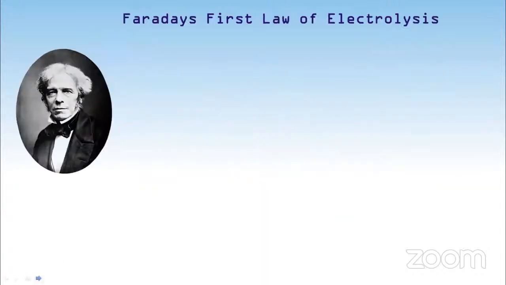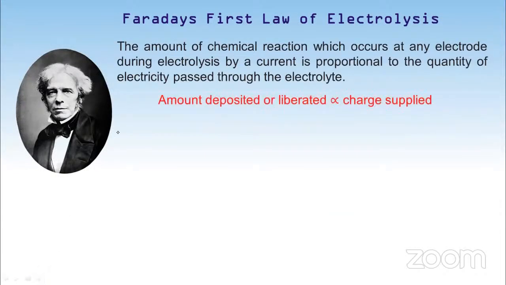Now see how Faraday's law works. Faraday is a scientist. He said that whatever amount of copper deposition takes place occurs during electrolysis. What is the meaning of electrolysis? Simply, by using electricity you are breaking the electrolyte, and it breaks into ions. Those ions consume 2 electrons and deposit at the cathode. How much copper is deposited or liberated at the cathode depends upon how much current you passed, or indirectly how much charge you passed.